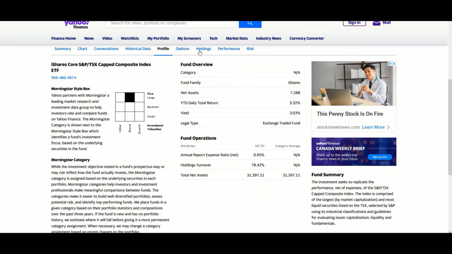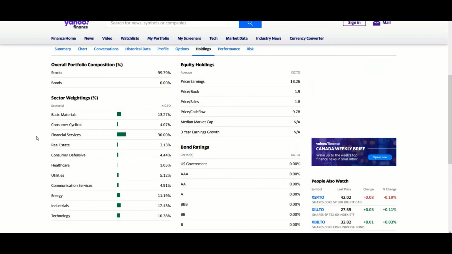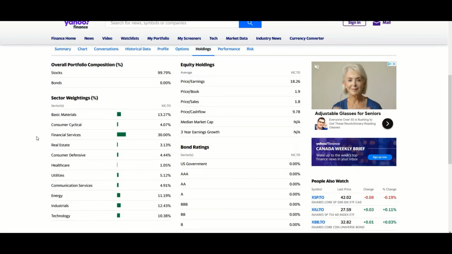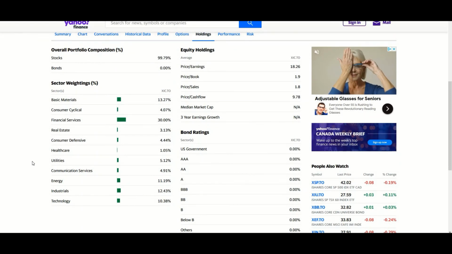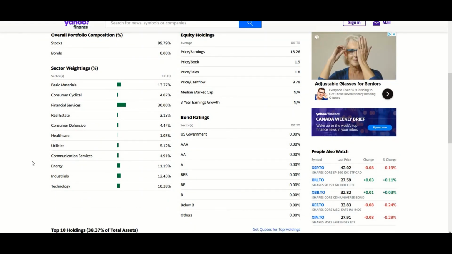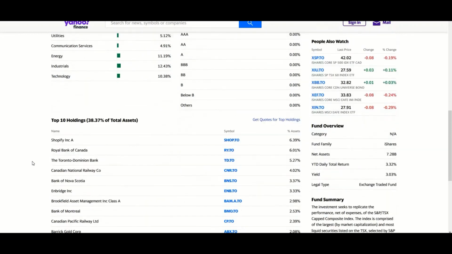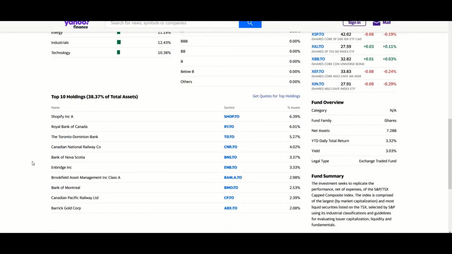The next one, for the ETF, you can see the holdings. So what holdings they have right now. Sector weighted is basically basic material at 13.27, financial services at 30%, consumer defensive 4.44. So it'll show you how diversified this ETF is and in which sectors they have invested the money. If you scroll down, we can see the top 10 holdings that they have in this ETF. You can see from here. And again, the fund family is iShares. The net assets, year to date yield, and yield as it says here.